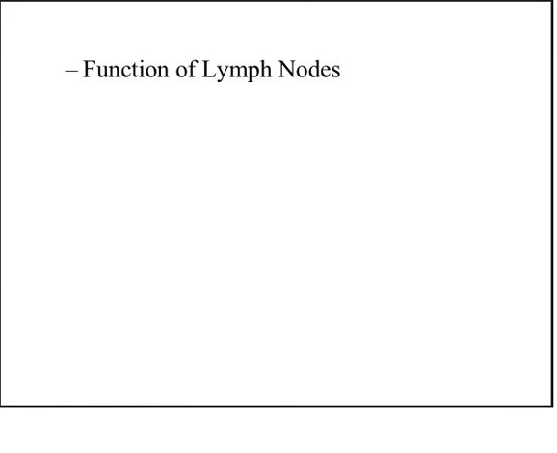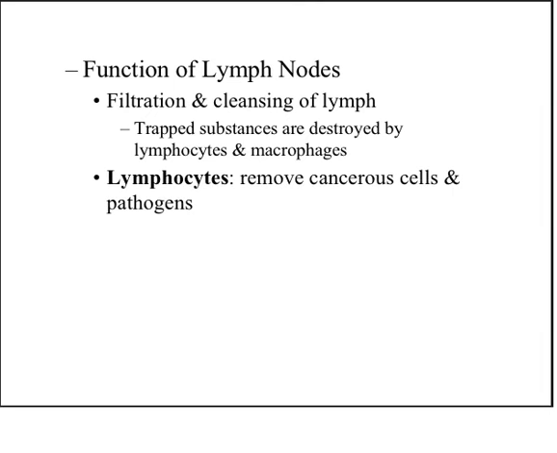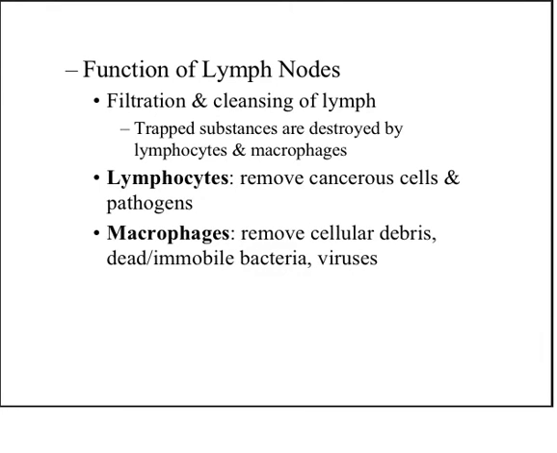So what do lymph nodes do? Well, they filter and clean the lymph. Trapped substances are then destroyed by lymphocytes and macrophages acting as a team. The lymphocytes can remove cancer cells and pathogens, and the macrophages remove cellular debris, dead or immobile pathogens such as viruses and bacteria. But again, they work together, right?